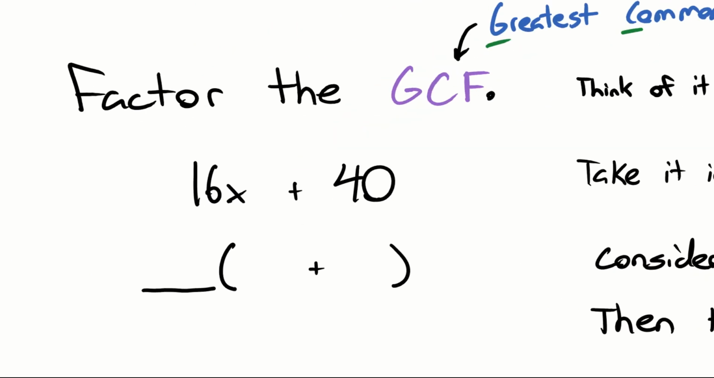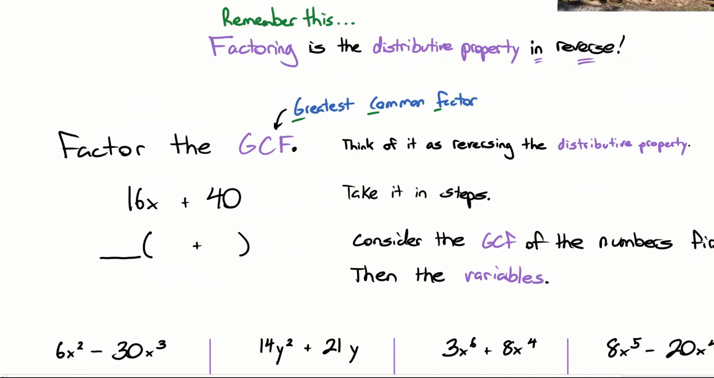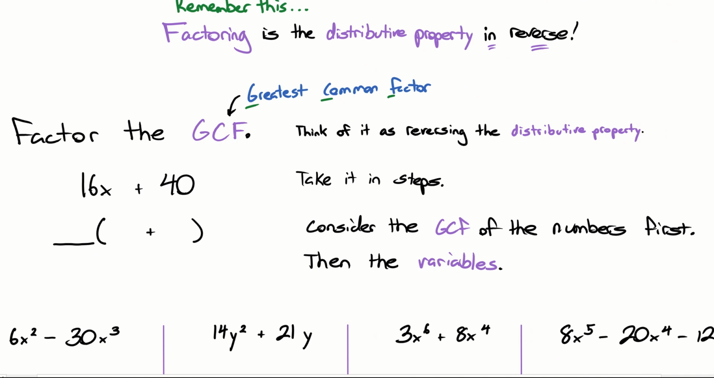Our polynomial that we have to factor the GCF of is 16x plus 40. Ooh, that's a good one to start with. 16x plus 40, a binomial that we're going to chop up into smaller polynomials. Again, think of it as reversing the distributive property. And always take it in steps, like those exponent properties. We did not just look at the whole thing and know the answer. We took it piece by piece, and then we looked at all the pieces together and had our solution. Same thing here. Consider calculating the GCF of the numbers first, then take the GCF of the variables.